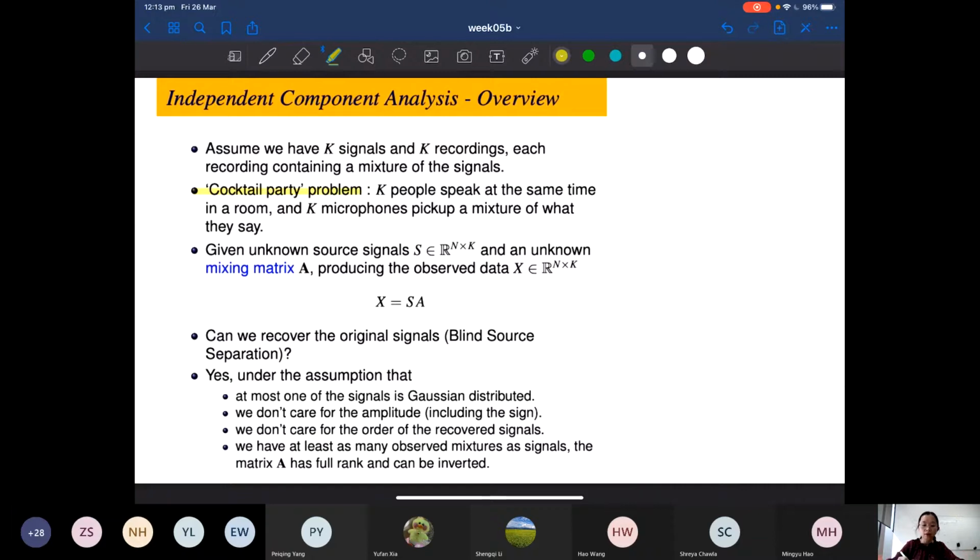And we have at least K microphones. Basically, we have at least as many observations as the number of sources we want to model. What's unknown is this mixing matrix A. Basically, what it says is the observed data X is a linear combination. So this is sources, and this is mixing and unknown. So as you can see, this is quite useful.